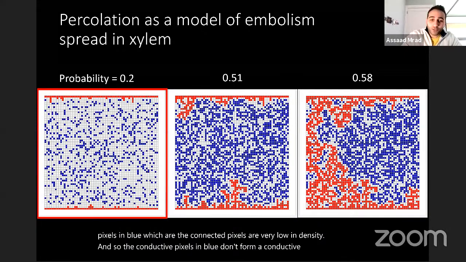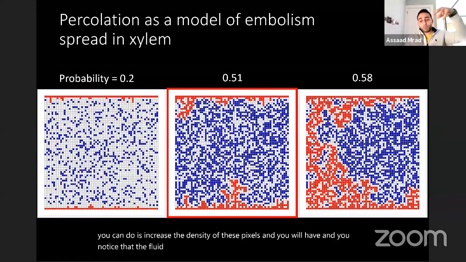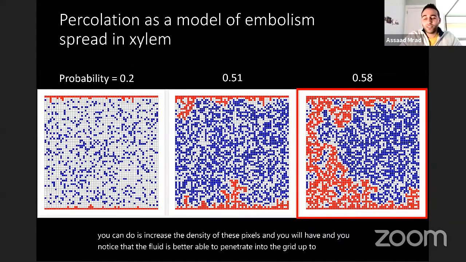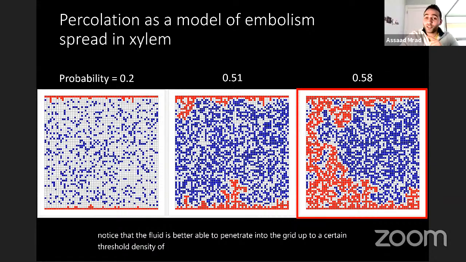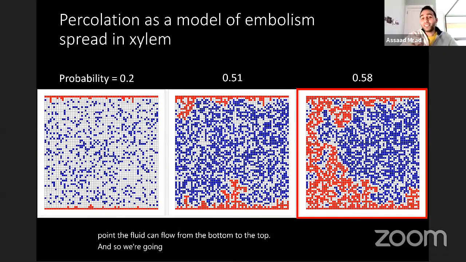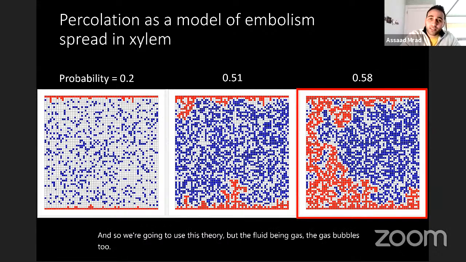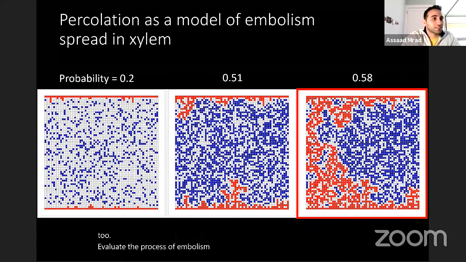But what you can do is increase the density of these pixels, and you notice that the fluid is better able to penetrate into the grid up to a certain threshold density of conductive pixels called the percolation threshold, at which point the fluid can flow from the bottom to the top. And so we're going to use this theory, but the fluid being gas, the gas bubbles, to evaluate the process of embolism spread speed in xylem.